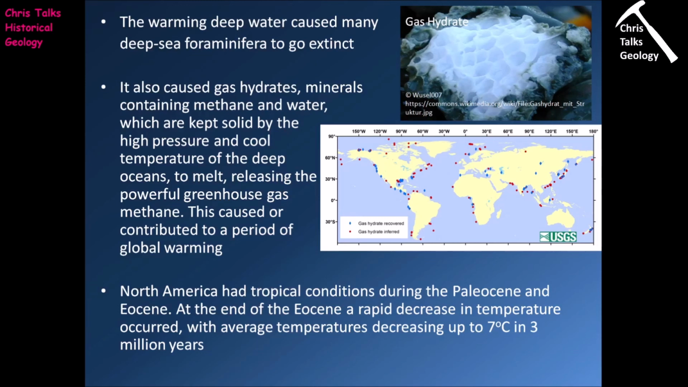Now, in terms of North America, we can see that we have tropical conditions during the Paleocene and the Eocene during this period of high temperatures. Now, at the end of the Eocene, we begin to see a rapid decrease in temperature, with average temperatures decreasing by up to 7 Celsius in a period of about 3 million years. So as the Eocene's coming to the end and we're heading into the Oligocene, something is clearly changing that's causing the greenhouse effect to become weaker.